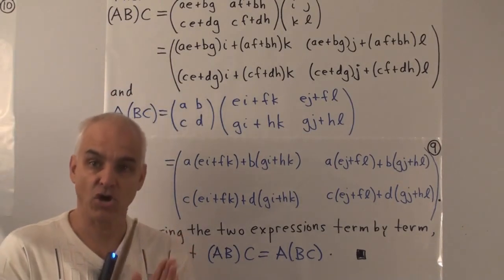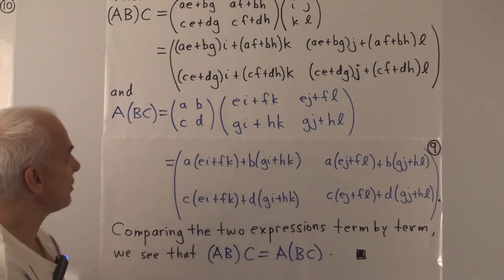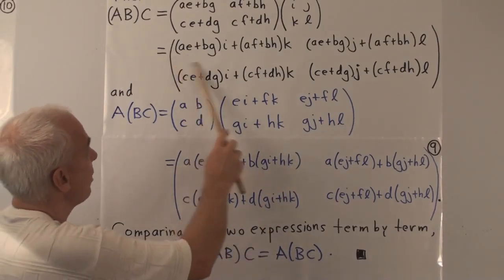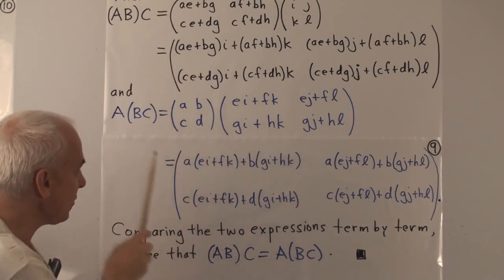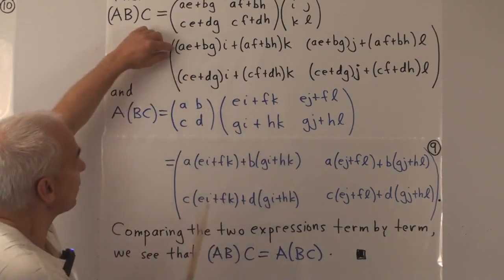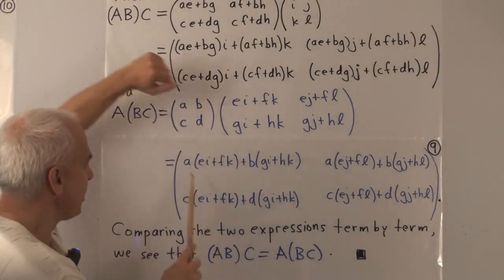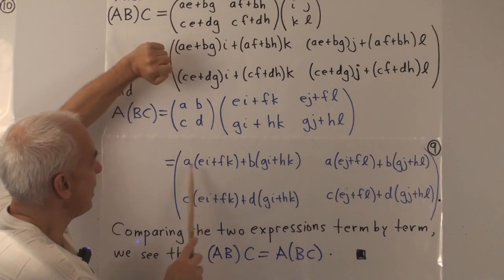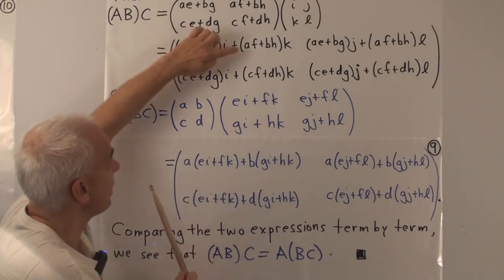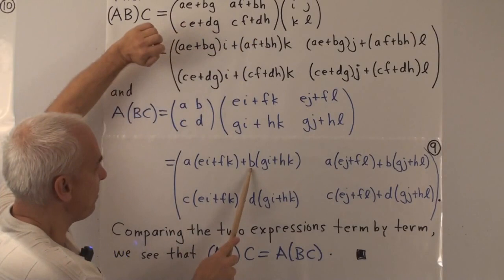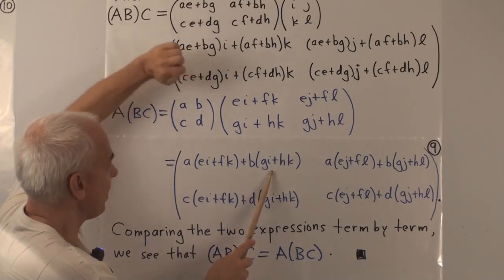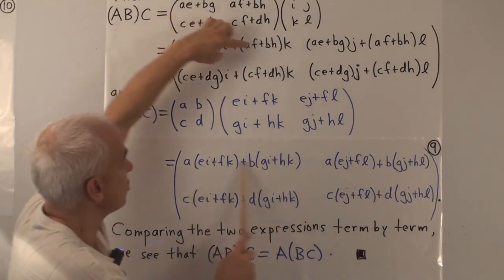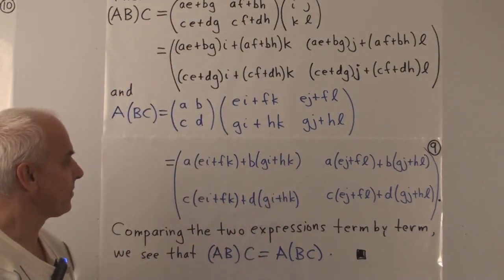We're going to do that term by term. Let's have a look at the top left entry, this entry here compared to this entry here. They're altogether 4 terms here and 4 terms here. Let's see if they agree. Here there's an AEI, and here there's an AEI. Here there's an AFK, and here there's an AFK. A BGI and a BGI. And a BHK and a BHK. So the top left entries agree.